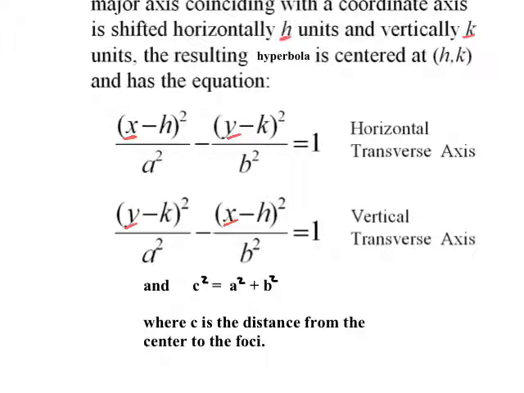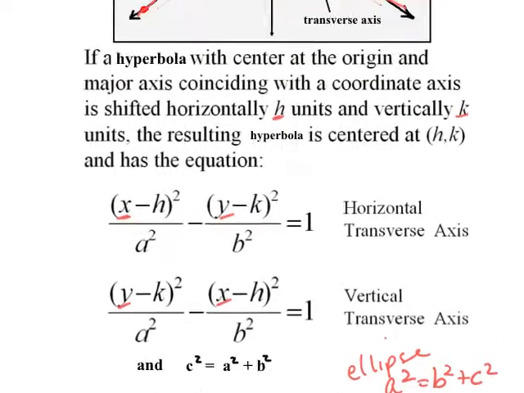In this case, and I'll go back to the picture of the graph in a minute, c is the largest value, so it turns out that c squared is equal to a squared plus b squared. If you recall in the ellipse, a was the largest value, so it was a squared equals b squared plus c squared. Let's take a look again at the picture of the hyperbola so you can see that.